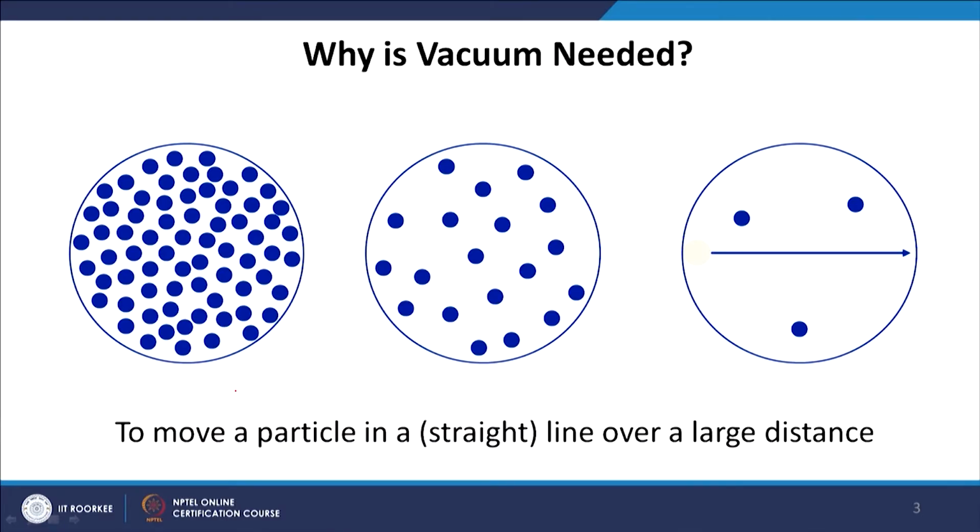Now, let us look at this figure. Consider an arbitrary circle filled with some blue solid bubbles. Let us consider this spherical shape as a chamber and these blue dots as the gas molecules. Now look at the second picture: the number of blue solid spheres is less than in the first picture. In the third picture, the number is much less in comparison to the first.